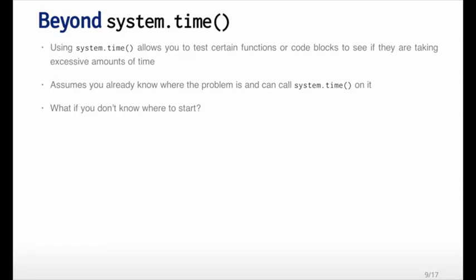Now, part of the problem with system.time is that it assumes that you know where to look. It assumes that you know where the problem is and that you can call system.time on a given expression. This may be useful for smaller, less complicated programs where you have a very good sense of where the bottlenecks are. But the question is, what if you don't know where to start? What if you don't know where the problems might be and where to start looking? And so you need another function to help you along with that.